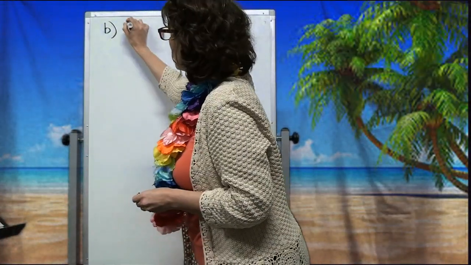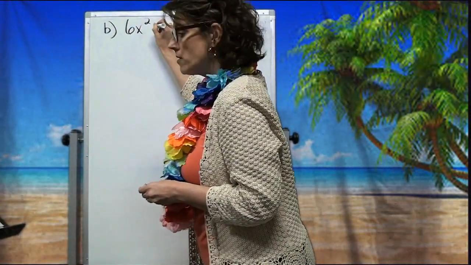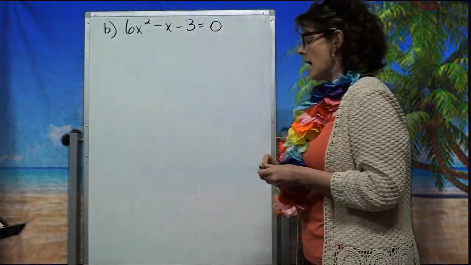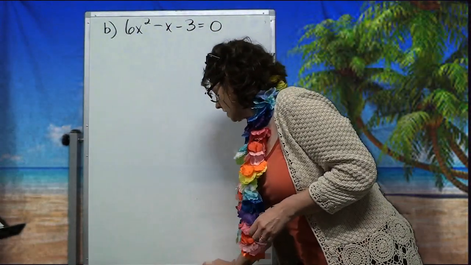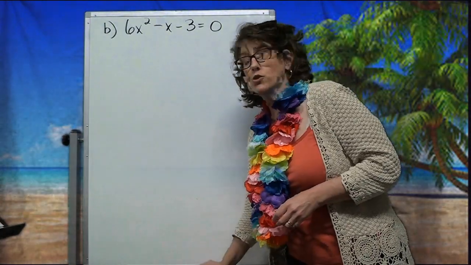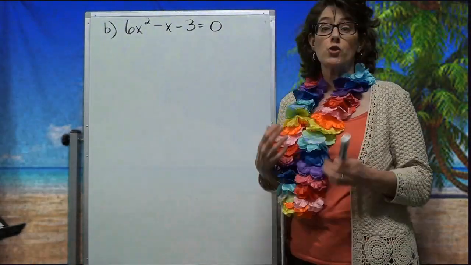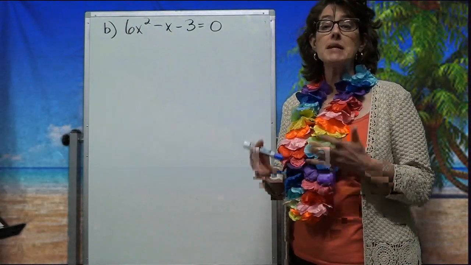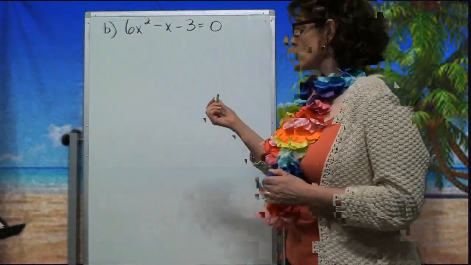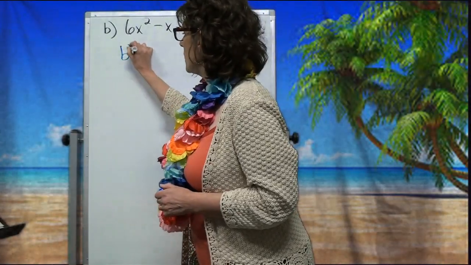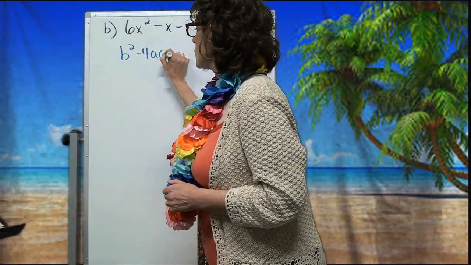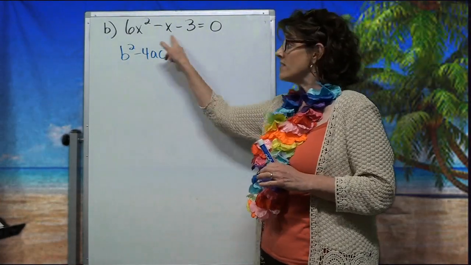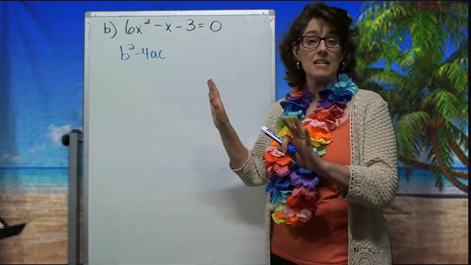So in this example, we've got 6x squared minus x minus 3 equal to 0. And it's the same directions: I need to find the number and types of solutions, and then I need to figure out what those solutions actually are. To find the number and types of solutions, remember that means I need the discriminant, b squared minus 4ac. So I need to identify my a, my b, and my c. I can only do that when this is set equal to 0. It is, so I'm good.